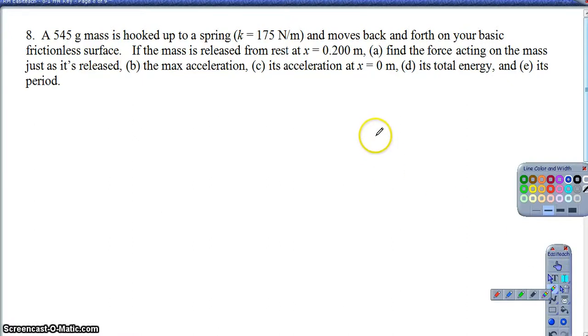Okay, so for part 2 of 8-1 homework here, we've got questions 8 and 9 to wrap up. And hopefully 8 was a pretty straightforward one for us, but in case you want to double check anything, you certainly can. So the mass is released from rest at this position, telling us that is the amplitude.